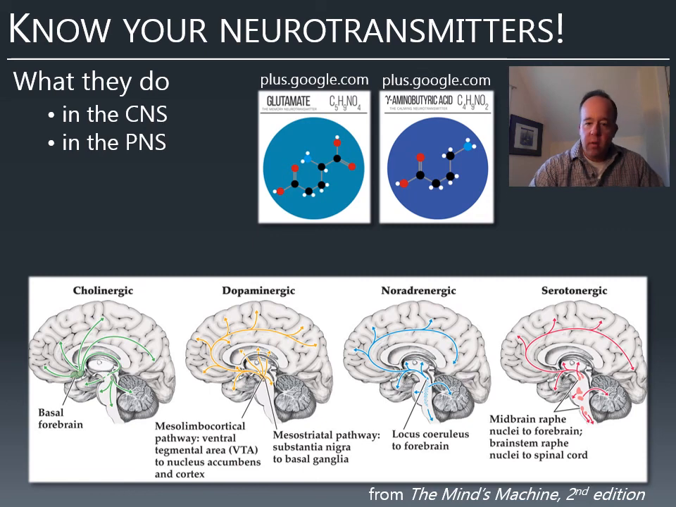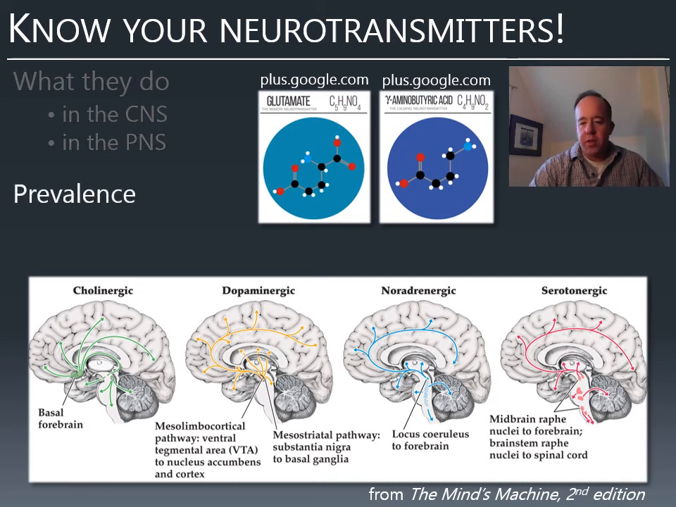So we have glutamate, we have GABA. Those are our excitatory and inhibitory neurotransmitters. We have acetylcholine, dopamine, norepinephrine, serotonin. So know what those neurotransmitters do. Know their prevalence, and that's not as important for acetylcholine, dopamine, norepinephrine, serotonin. There aren't that many of those neurons, relatively speaking. We're talking about tens of thousands. So know that rough number.